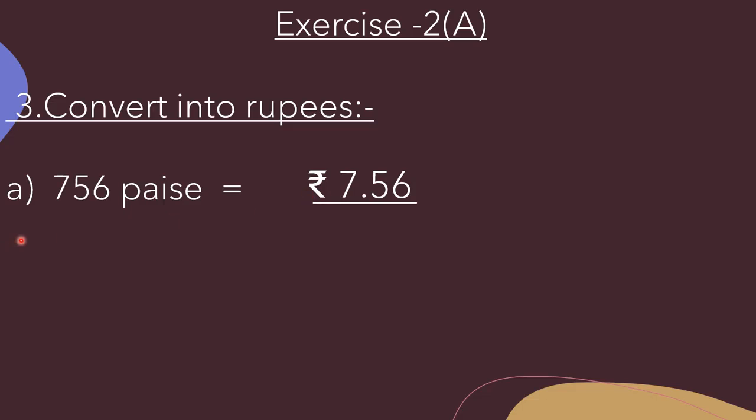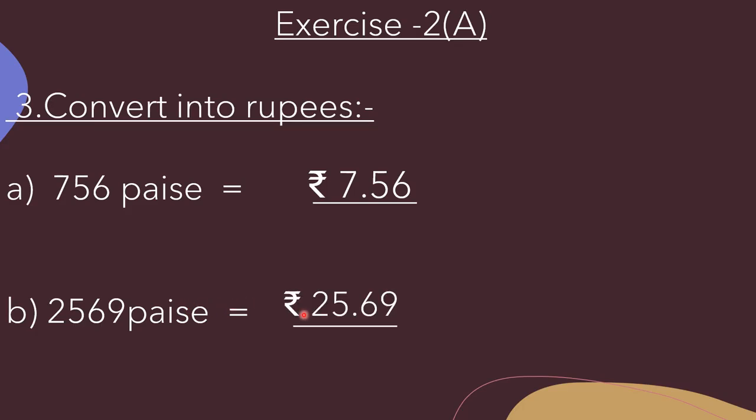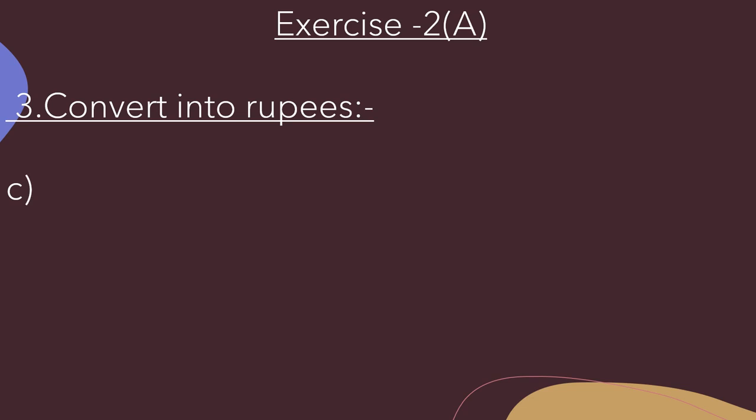ओके, नाउ इन बी पार्ट, it is given 2,569 paise. So here again we have to count the last two digits, that is 9 and 6 here. Okay, so how we can write the answer of this? That is rupees 25.69.